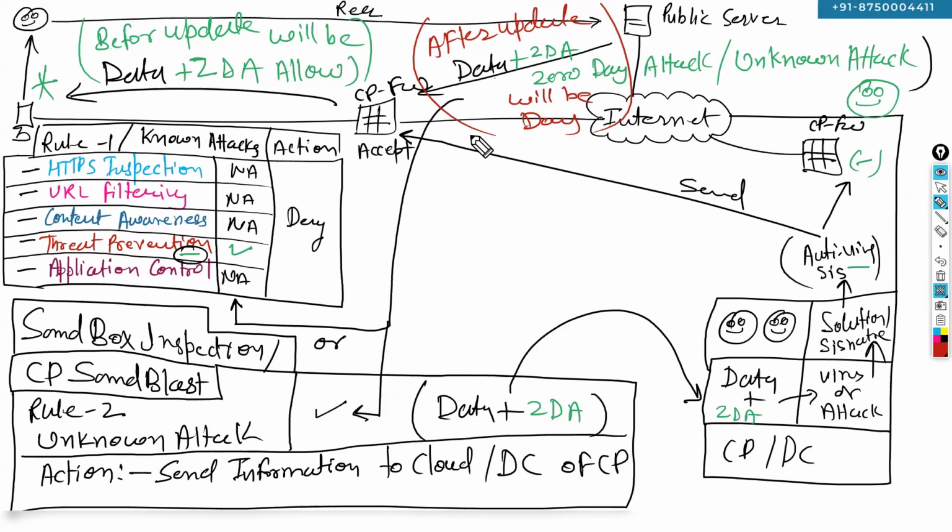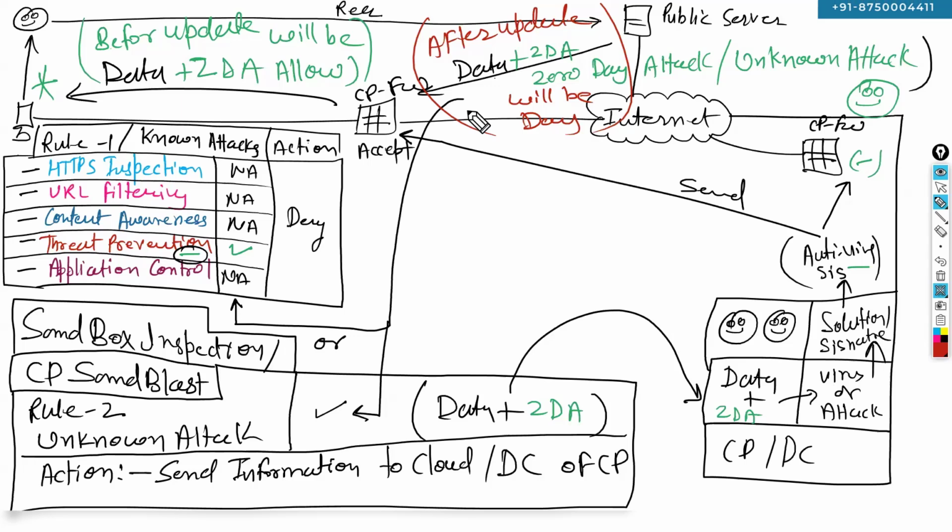In sandbox inspection, we can send unknown attack information to our vendor as soon as possible so that we can get updates as soon as they are available. But initially, if any unknown attack or zero-day attack is available in the market, neither Checkpoint can protect you, nor Palo Alto, or any third vendor. From an initial zero-day attack, no one can protect you.